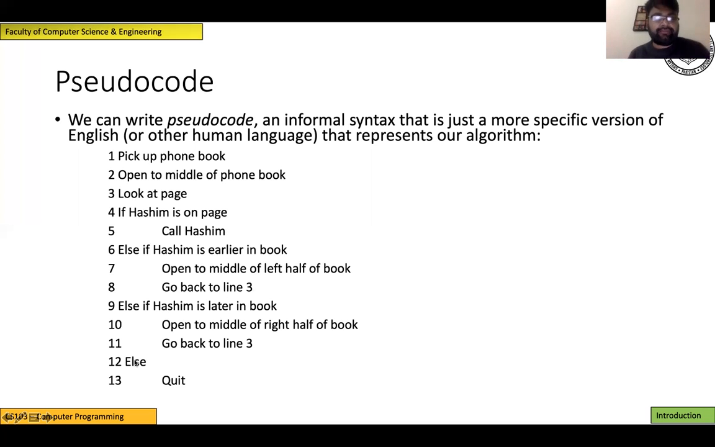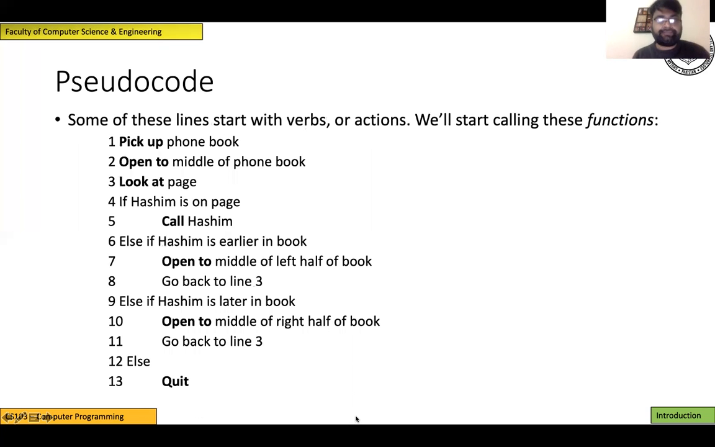In that case, use the else statement here, which verifies that all the previous conditions that we have mentioned here are false. Hashim is neither on the page, nor on the left side, nor on the right side. That means Hashim is not present. Simply quit the program. This representation here is what we call pseudocode. So if you look at the pseudocode, I can come up with some of the things here.